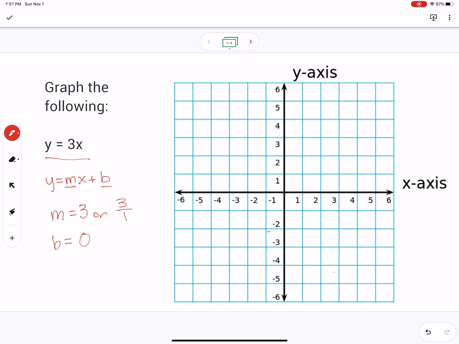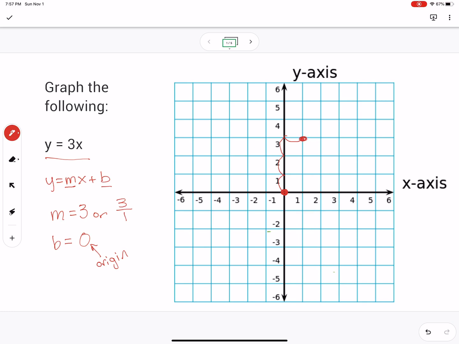And that means when we graph, we are going to start at the origin, or the middle of our coordinate plane. So I'm going to put my dot at 0 on the y-axis. And then because my slope is positive 3 over 1, that means I'm going to go up 1, 2, 3, and over 1. Then from there, I can put my second dot.